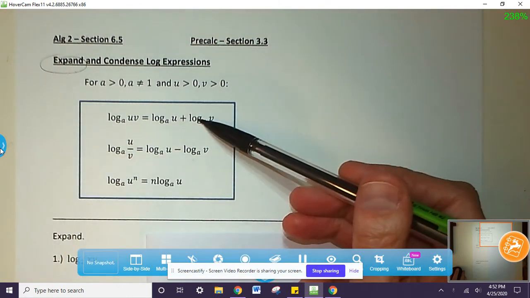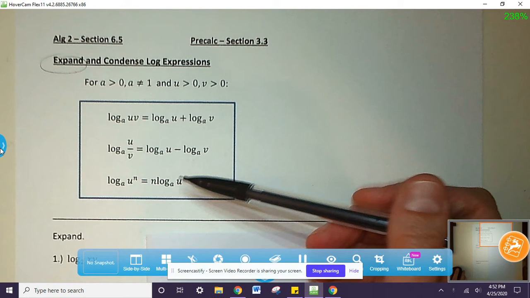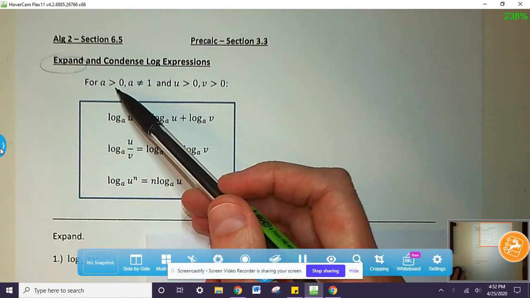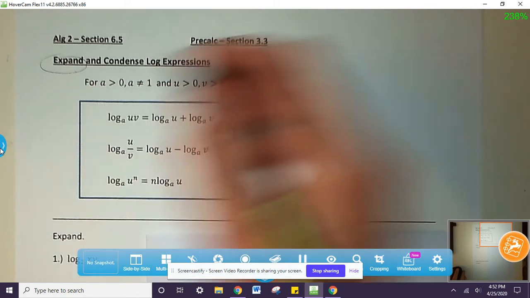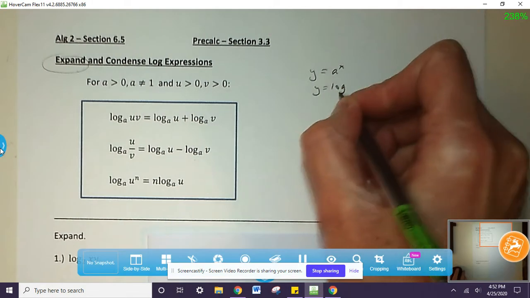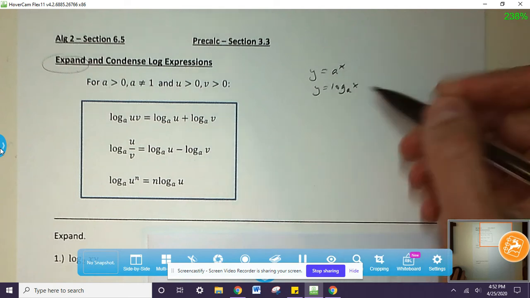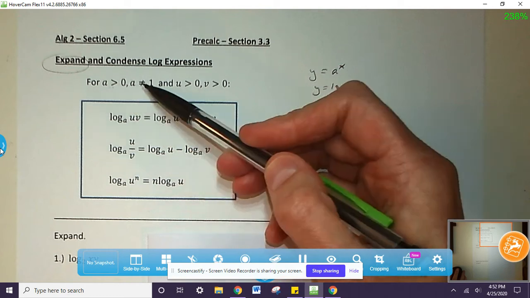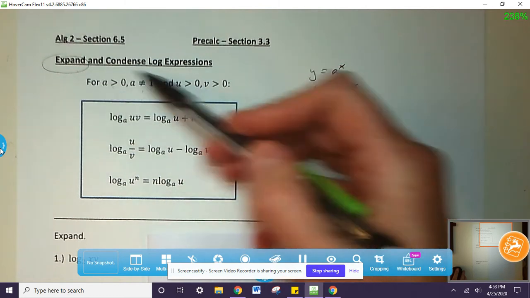We have three properties or rules here, and we have some noted restrictions. So just to mention for the restrictions, if you recall, for logarithmic and exponential functions, we had restrictions on the base of a. The restrictions on the base of a are that you can't be 0, you can't be negative, and you can't be 1. So that's why this is written here.